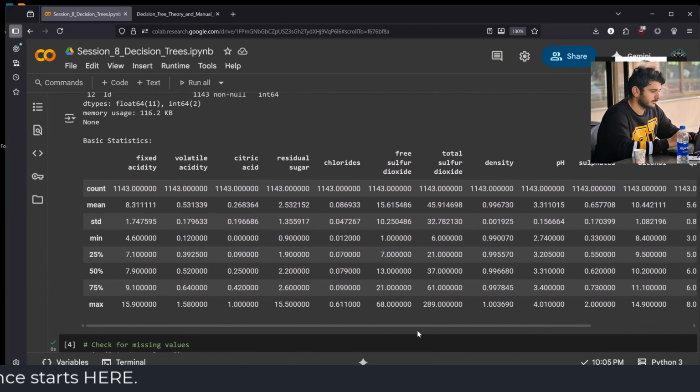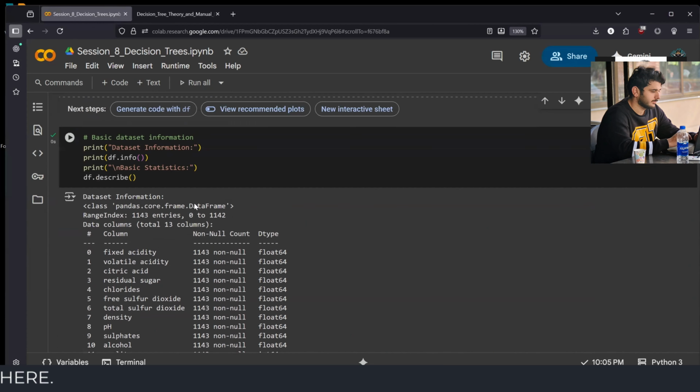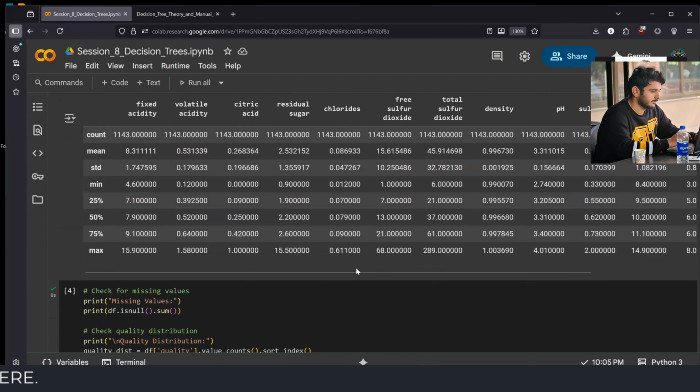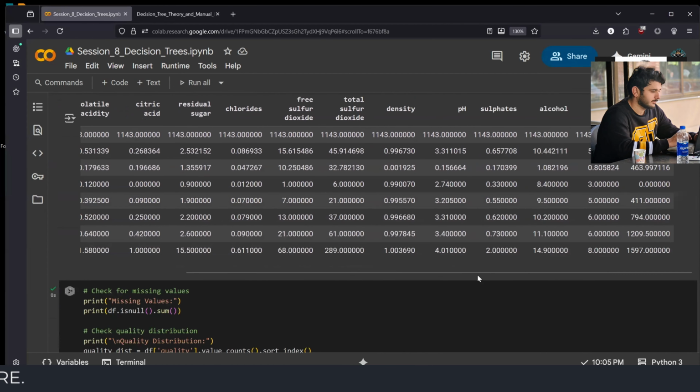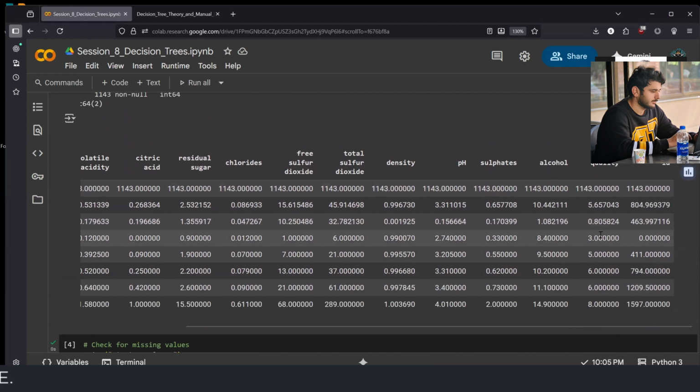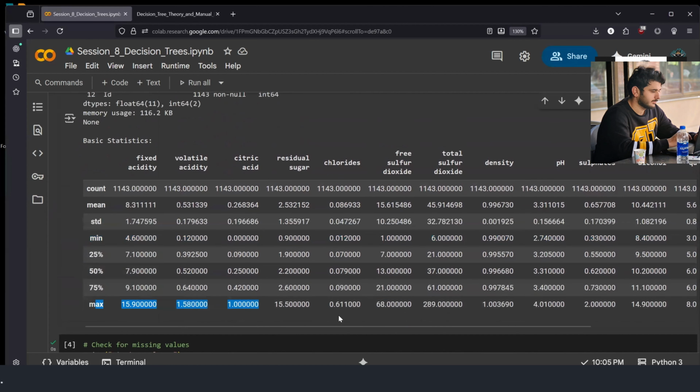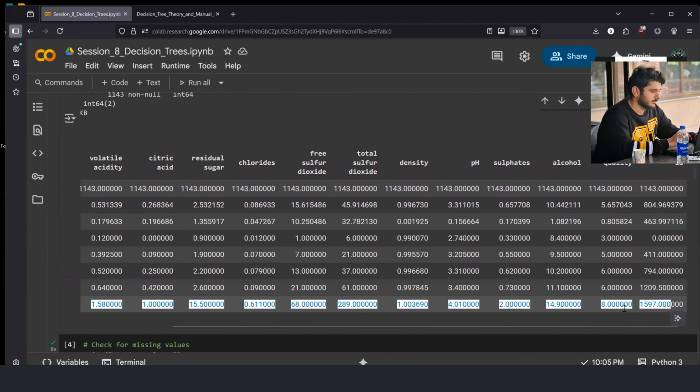Let me explain. Again, we are doing the same thing. We are starting off with loading our data set. We are checking whether there are any missing values. We are looking at descriptive statistics, that is the df.describe function. In df.describe, we can see that the minimum quality score is 3, and the maximum quality score is 8. Now this is a continuous number. We can say a quality score of 3, but we can also say 3.5, 3.2, 3.1, right? Because 3.2 is basically a better score than 3, right?